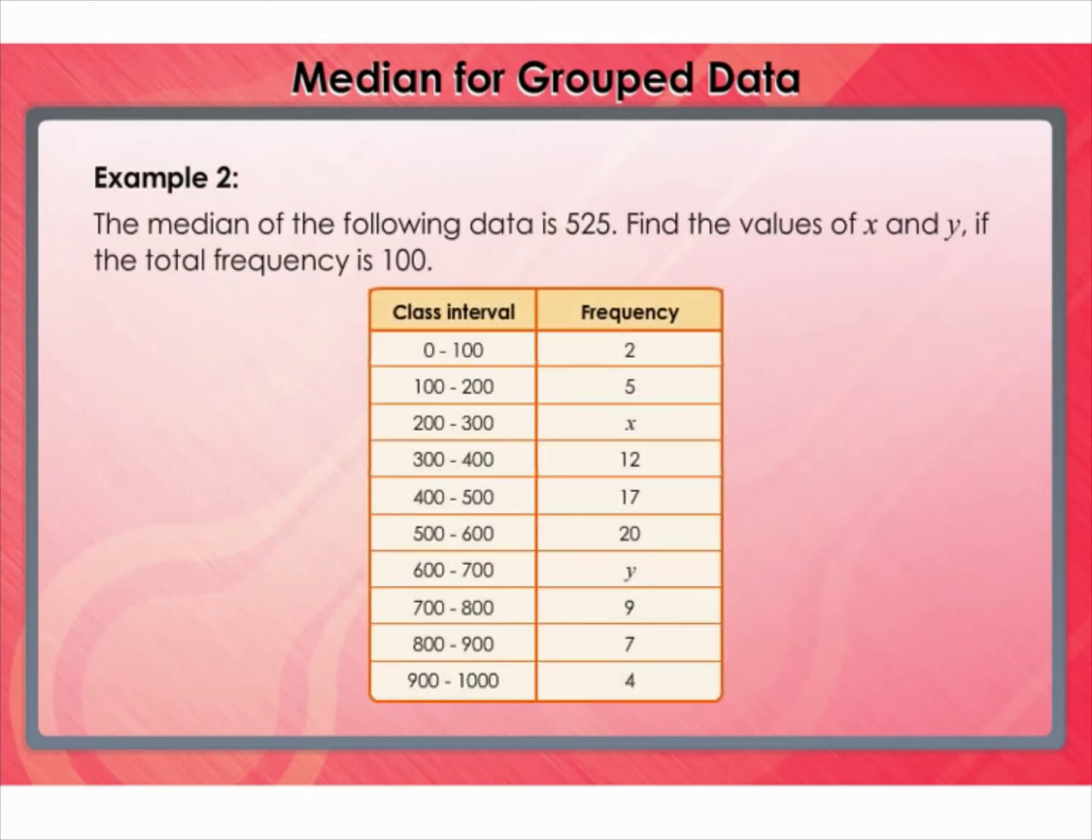The median of the following data is 525. Find the values of x and y if the total frequency is 100.